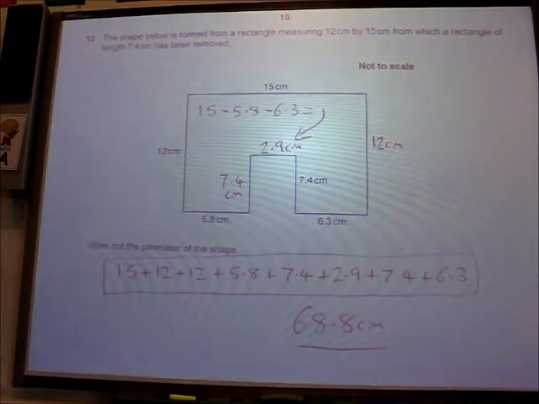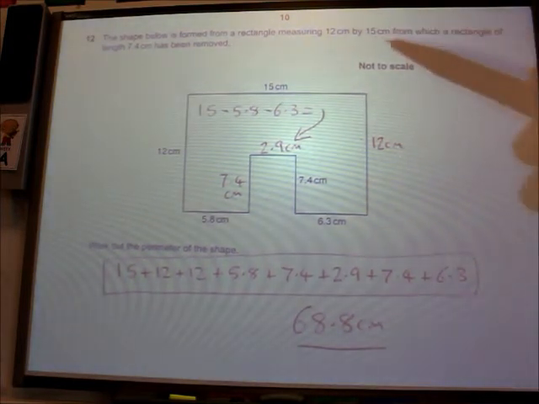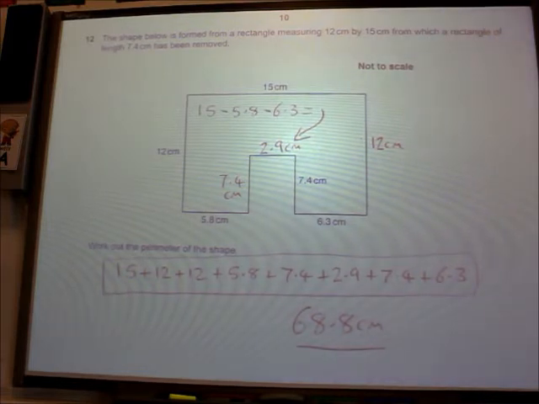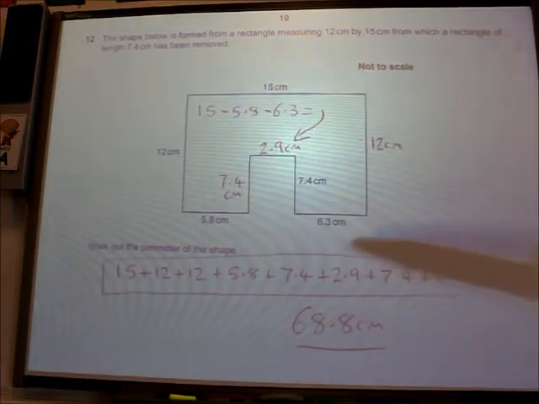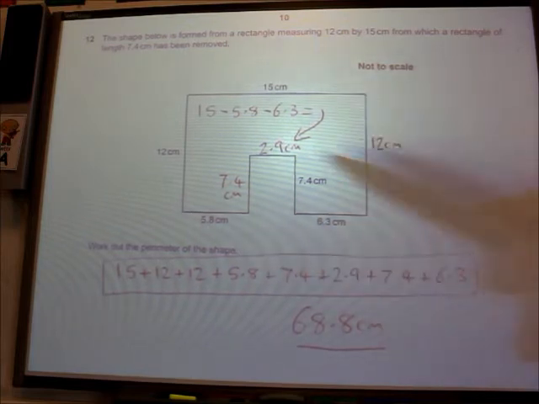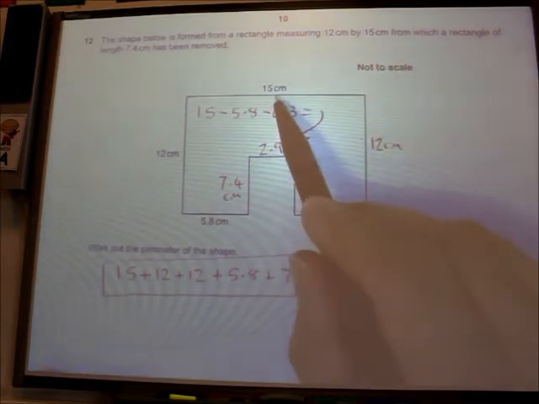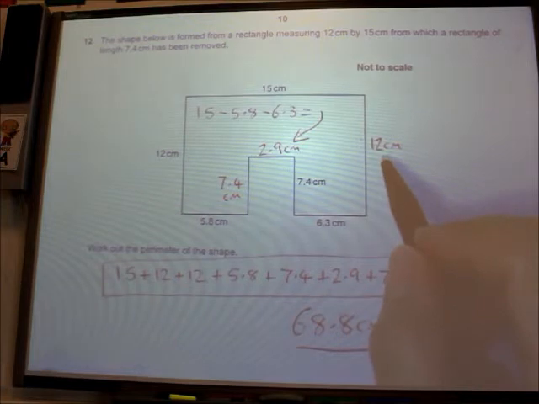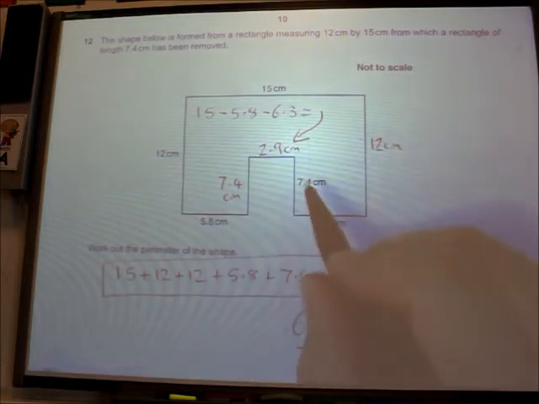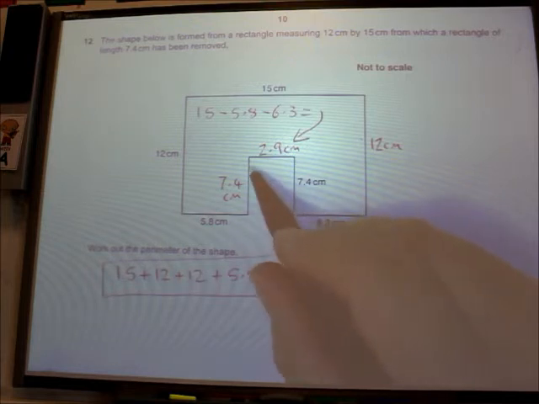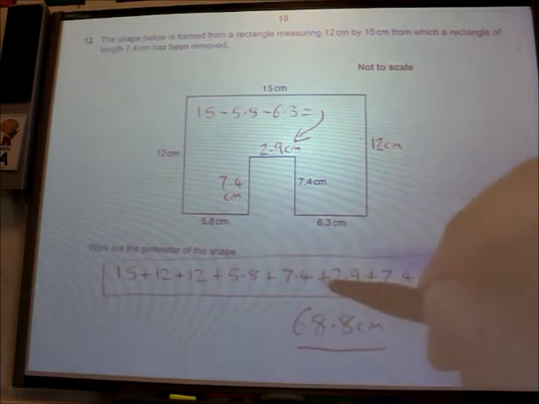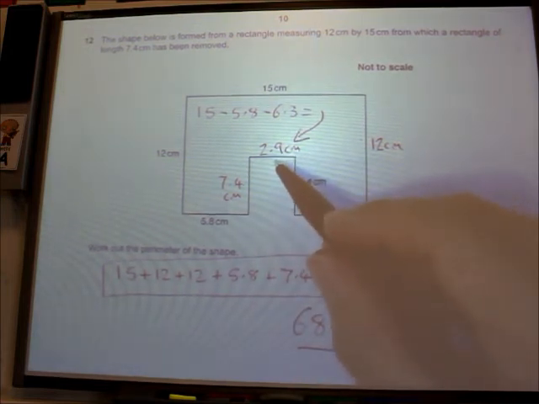Okay, question number 12. The shape below is formed from a rectangle measuring 12 centimetres by 15 centimetres, from which a rectangle length of 7.4 has been removed. That's all very interesting. Work out the perimeter of the shape. Well, perimeter, keyword, it's around the outside. So I'll just start you off. That's obviously 15, because it says so. That's 12, so that means that must be 12 as well, centimetres, because opposite sides of a rectangle are the same. That is 7.4, and that is 7.4 for the same reason. Opposite sides of a rectangle must be the same. So the only length we don't know is this one here.